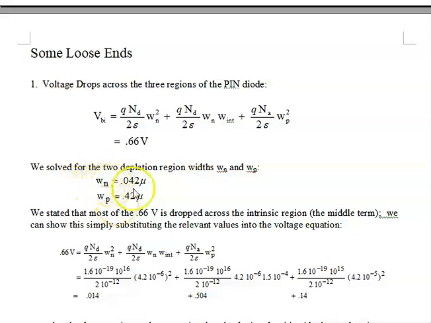And you'll notice here that Wn is about 1/10. It's actually not about, it is 1/10. The depletion region on the N side is 1/10 of the depletion region on the P side, because the P side is the lightly doped region. The N sub A is 10 to the 15th, and N sub D, the N doped, is 10 to the 16th. So the lightly doped region has a wider depletion width. The heavily doped region has a smaller depletion width.